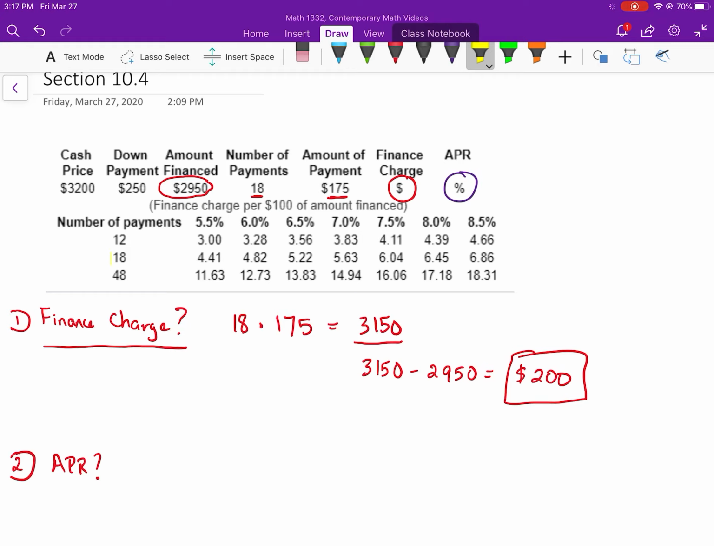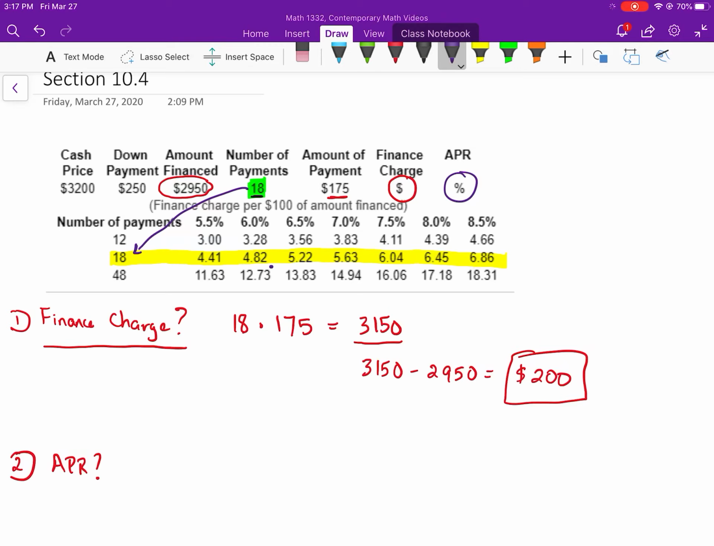Now, we do have a lot of information down here in our table. What I want to specifically look at is this row right here, because I'm talking about 18 payments. 18 matches with 18, so I don't need to worry about the 12 row or the 48 row. That does not concern me on this problem. The only thing I need to worry about is the one that has the number of payments set at 18. We have a lot of percentages here: 5.5%, 6%, 6.5%, 7%, 7.5%, 8%, and 8.5%.